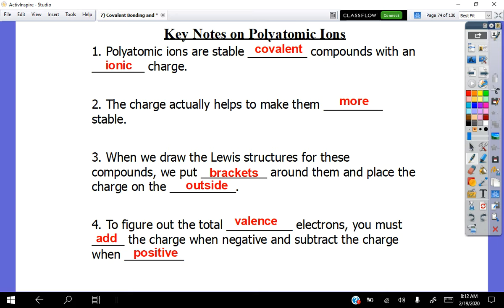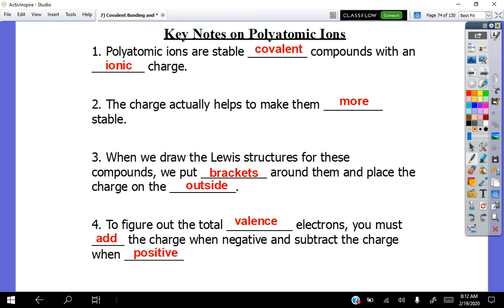So polyatomic ions are stable covalent compounds with an overall charge. Can be positive or negative depending on the structure. And the charge actually helps to make them more stable. Typically, polyatomic ions end up with an odd number of electrons. And so gaining or losing electrons helps to stabilize them.